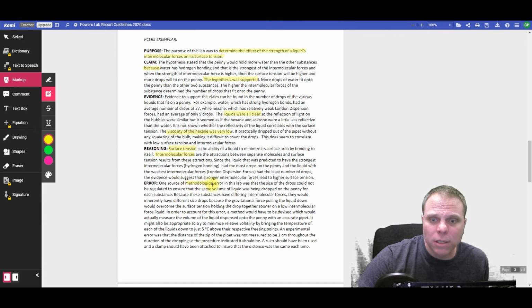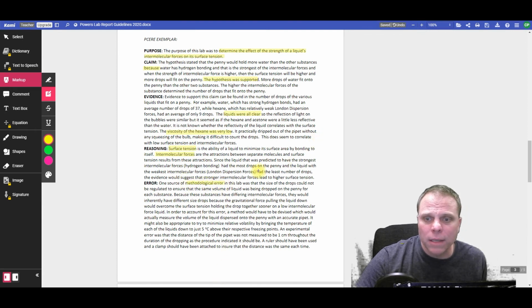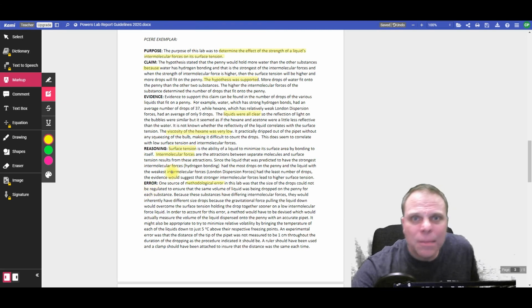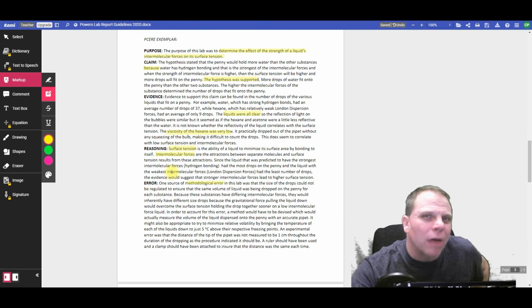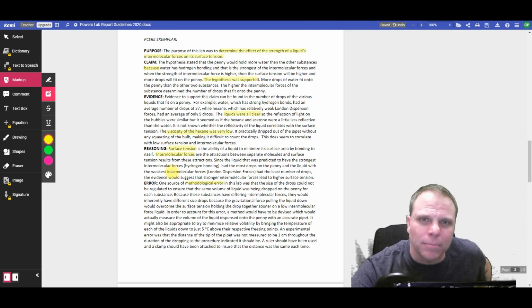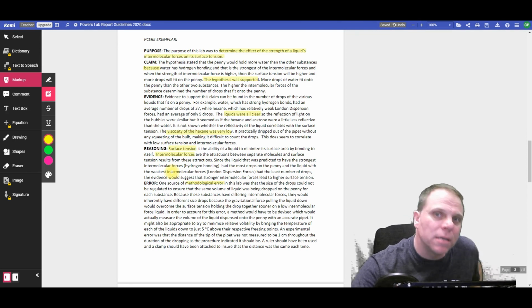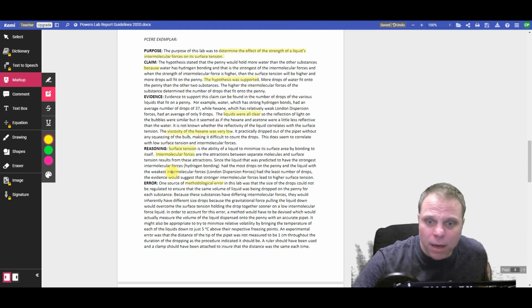We have our methodological error, boom, right? And then talking about the size of the drops could not be regulated. So in the procedure, we probably should have said how to make sure that each of our drops was the same. Okay, but we didn't. So that means that there was a procedural error. We did not clarify how to make sure each drop was the same. And so that would be an error there in the methodology. And then we'd go and explain why that is something that's important and how to fix it. Look, this is how to fix it in order to account for this error.